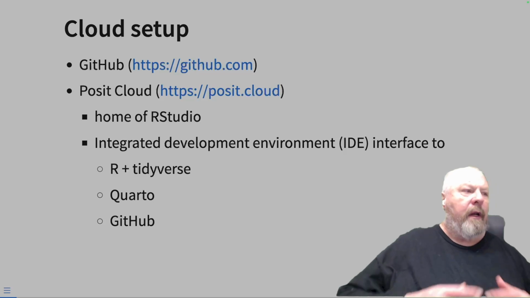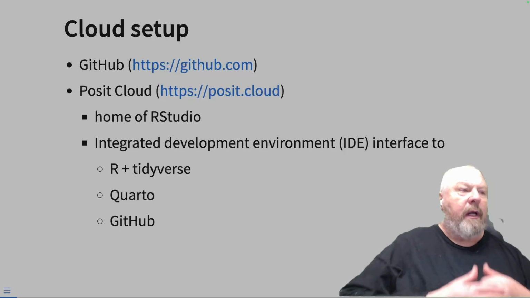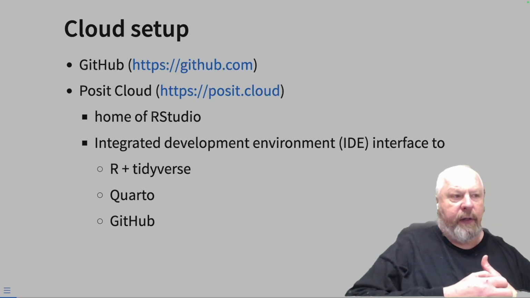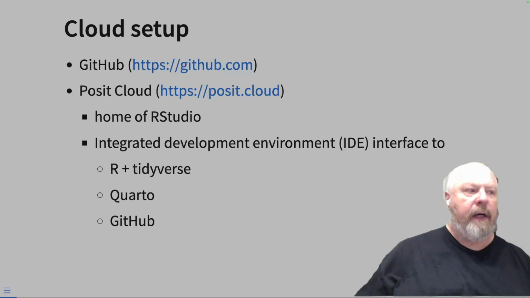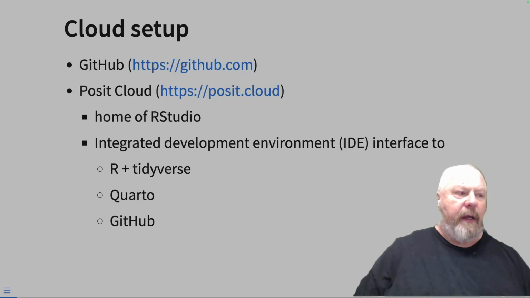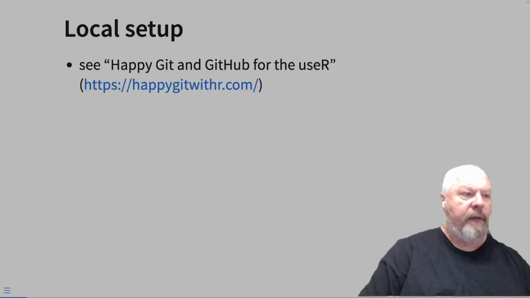So here are a couple of links to where we're going to be going to do the setup. GitHub is located at github.com. The Posit Cloud is located at posit.cloud. That's the home of RStudio, and RStudio provides us an integrated development environment or an IDE to R and the Tidyverse, Quarto, and GitHub. We'll learn more about what each of those things does later.